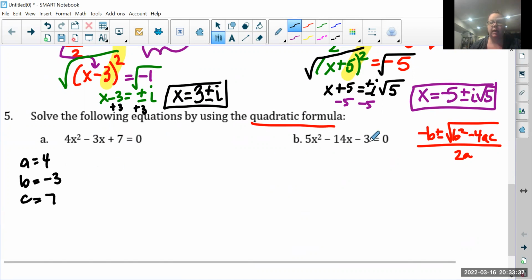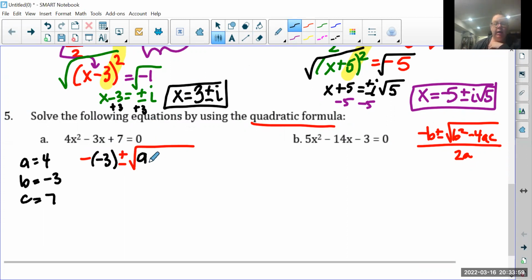So now I'm just plugging it in. Well, first, the formula starts with a negative. So negative, now I'm plugging in -3. Then the formula says plus or minus the square root. Now I just do b squared right away. So -3 squared is a positive 9. Do that in your head.